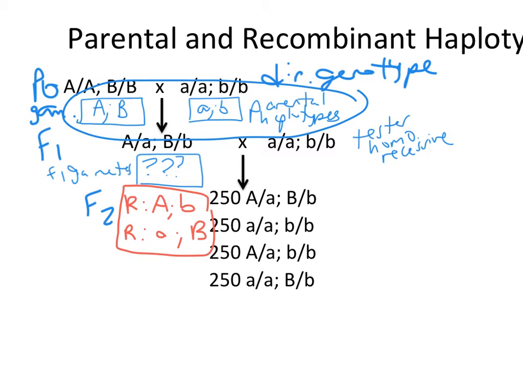The parental haplotypes are the genotypes of the gametes that the P0 parents produce. Other combinations are recombinant. They're recombining the alleles that were originally present in the P0s. So that's parental and recombinant haplotypes. When we're talking with 2 genes, there are 4 different combinations. 2 are parental, 2 are recombinant. Questions at this point?